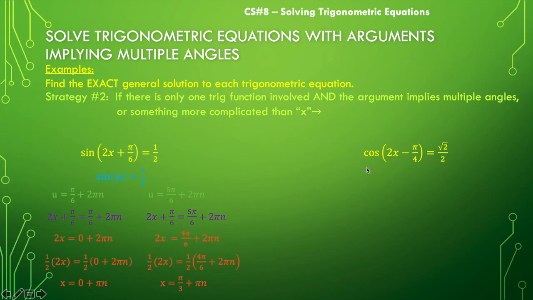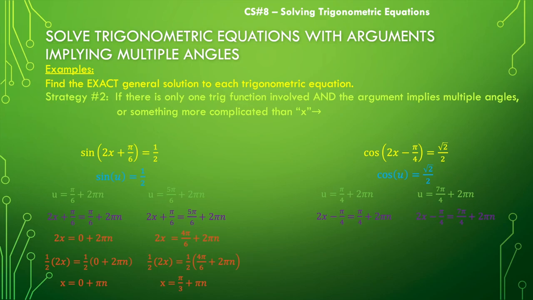Let's do this last one. The cosine of 2x minus pi over 4 is equal to the square root of 2 over 2. Substitute out that complicated argument and make that whole thing a u. Find the angles on the unit circle that have an x coordinate of the square root of 2 over 2. That's going to be pi over 4 and 7 pi over 4. And since it's a cosine, we're going to add a 2 pi n. Back substitute that complicated argument and then solve for x.